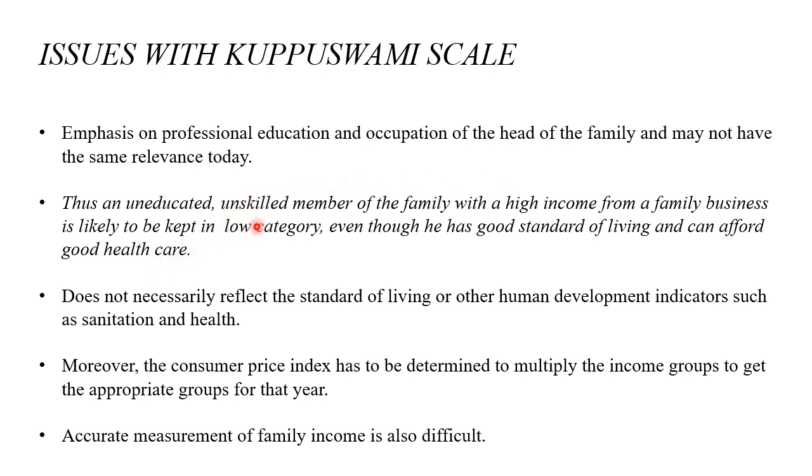Thus, an uneducated, unskilled member of a family with a high income from a high business is likely to be kept in a low category even though he has a good standard of living and can afford good health. So it does not necessarily reflect the standard of living or other human development indicators such as sanitation and health. Moreover, the consumer price index has to be determined to multiply the income groups to get the appropriate groups for that year, so it has to be updated regularly. The accurate measurement of family income is also difficult, as we have already discussed.